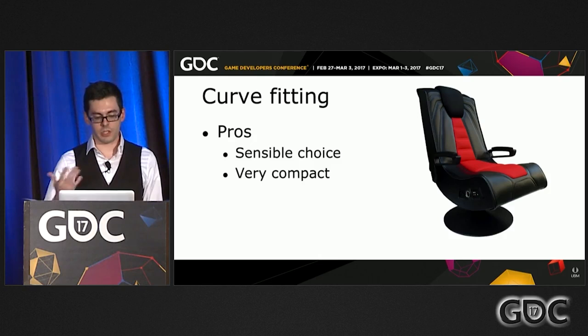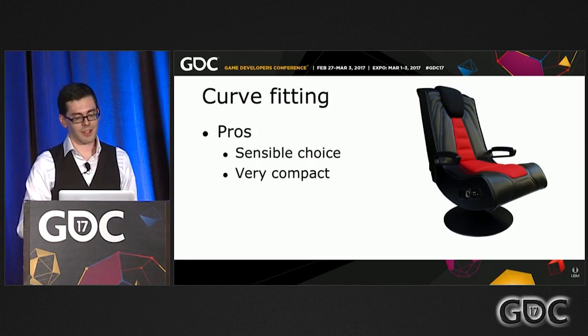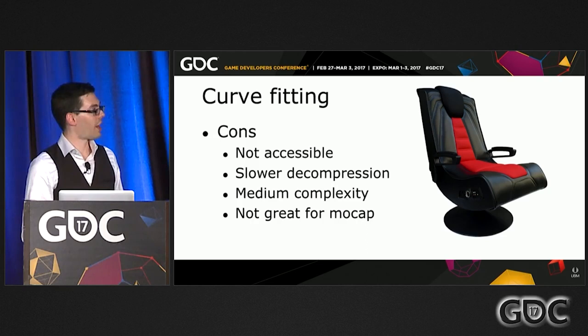So on the upside, it's a very sensible choice. It makes sense, it's common, because it's apt. And it's also very compact. But the downsides are that, for us, the original curves from Maya were not accessible through our existing pipeline. Essentially, this would have meant that we would have had to recalculate the curves from our already discretized data.